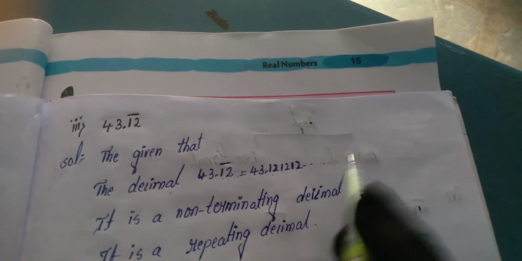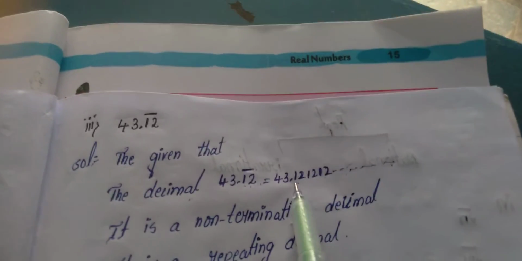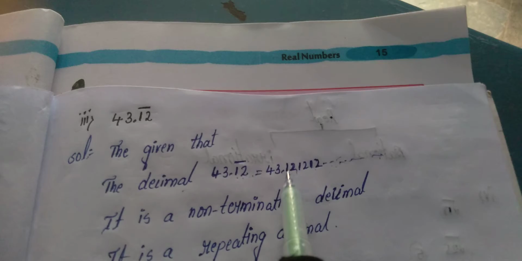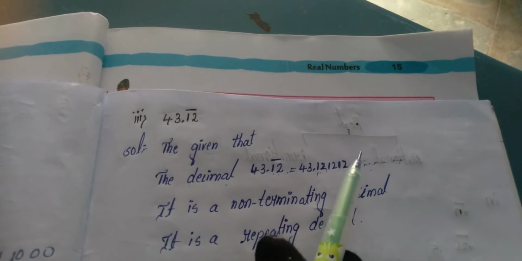But here there is a "so on". It is non-terminating, and it is repeating because it forms some pattern. I am writing here: it is non-terminating because "so on" means it is not a limited number.